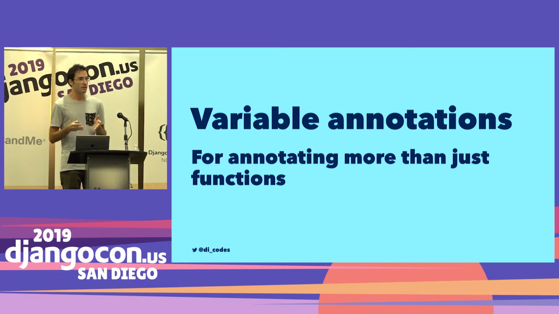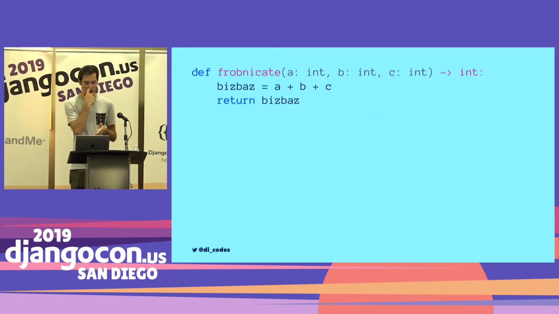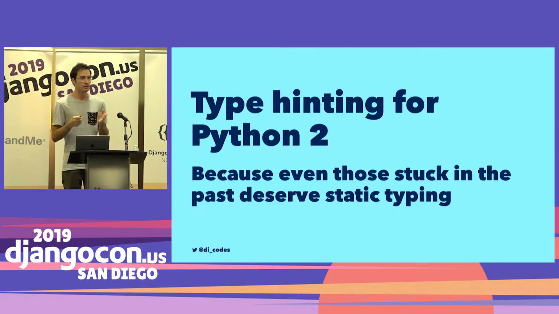He also introduced the idea of variable annotations. So this was building on the idea of function annotations so that we could annotate variables as well. And so that would mean that we could have a function like this, and we could add a little comment that says the type of this variable I've just defined is an integer. This also meant that we could do type hinting in Python 2.